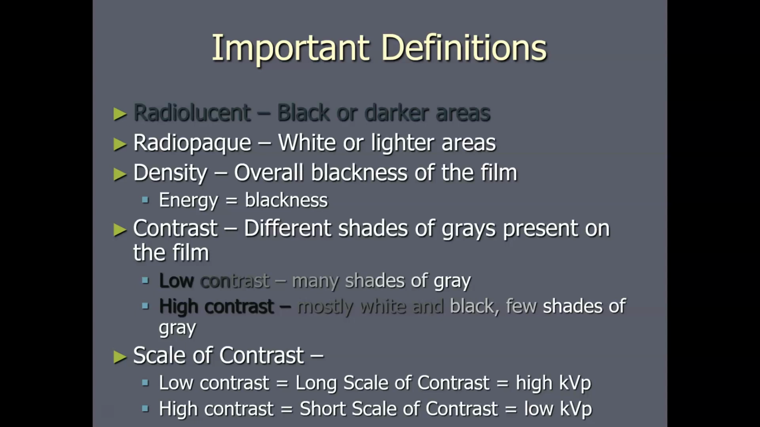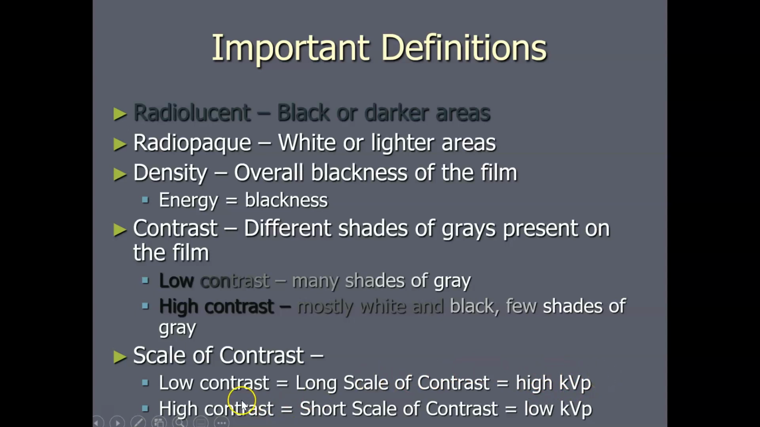Okay, and I've got some images in a minute that I'll show you. But low contrast means there's not a lot of difference, which means there's going to be a lot of steps to get from radiolucent to radiopaque. That makes a long scale. Okay, and for now, and we'll talk about KVP later, but just so that they're always together, you learned these terms together. You've got low contrast equals a long scale of contrast, and that's created with a higher KVP.